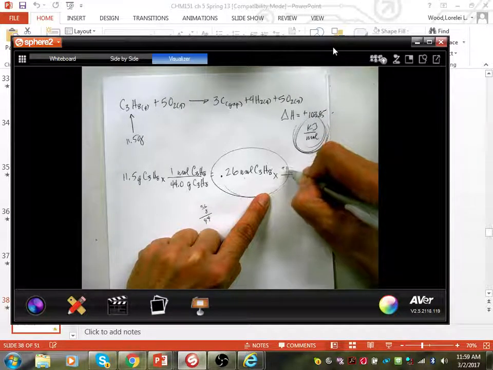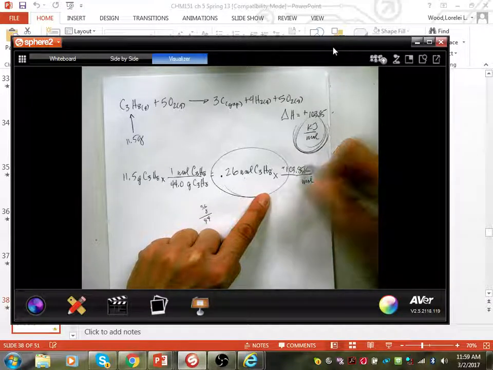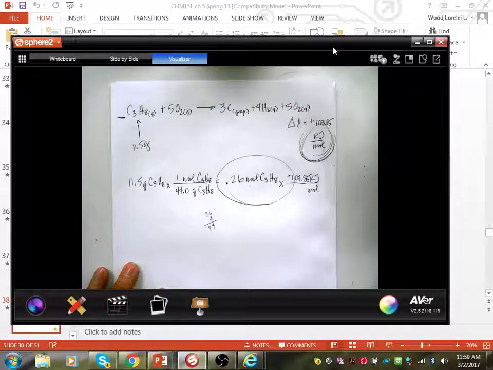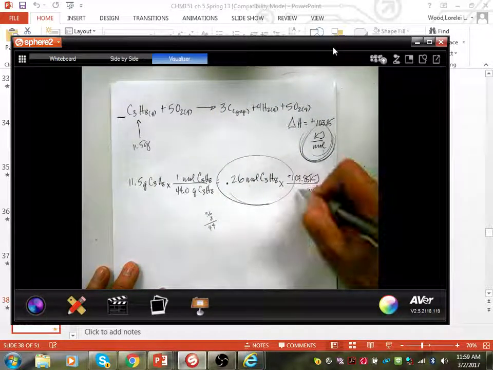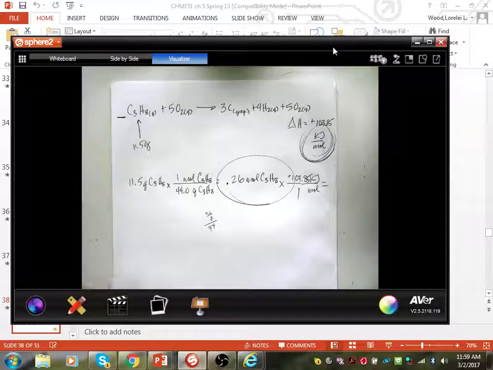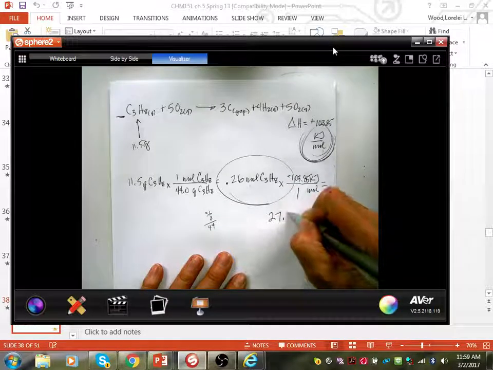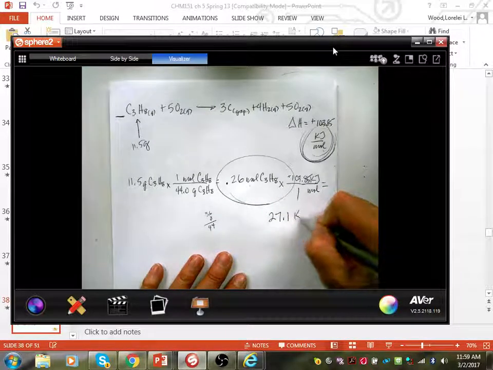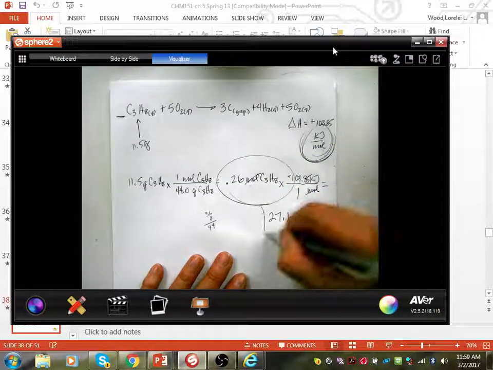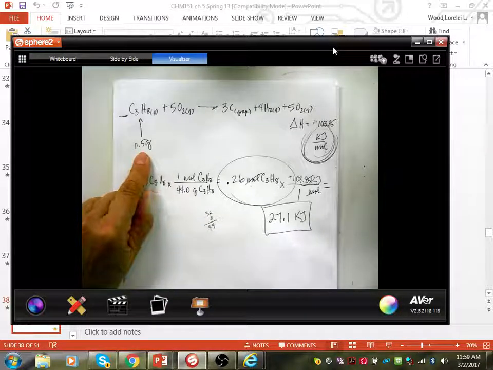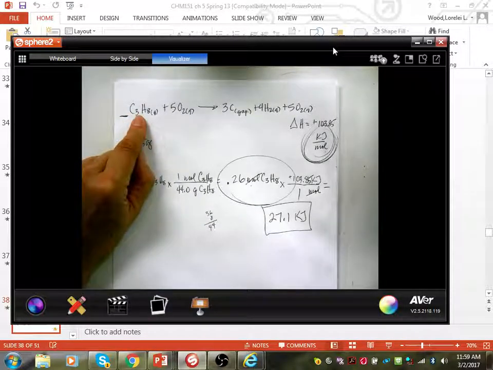My number is 103.85, but that's kilojoules per mole. Luckily, with the propane gas, my coefficient is 1, so it's assumed to be 1 mole. So now, someone with a calculator, what's 0.26 times 103.85? 20.1, and what are my units here? Kilojoules, just kilojoules, remember, because moles cancels. So that's the amount of energy it would take to decompose 11.5 grams of the propane gas.